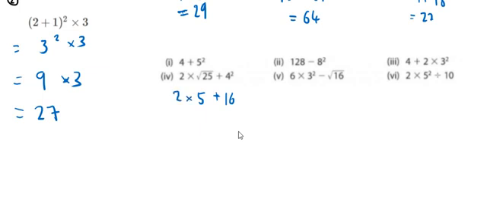So I'm bringing down everything else then, the 2 times and the plus, just as they were before, so just bring them down in the same place. Next I do division, so there's no division. Next I do multiplication, so 2 times 5 is 10, and I have to add on 16, so 10 plus 16 is 26.